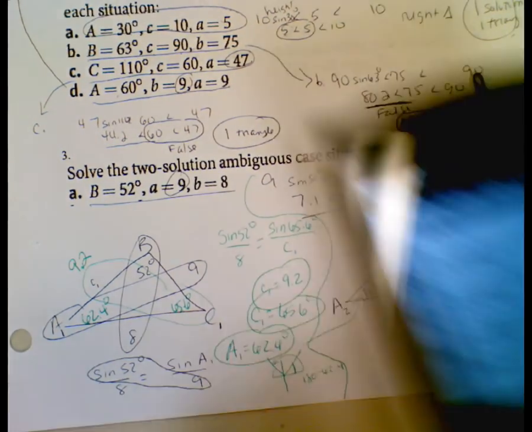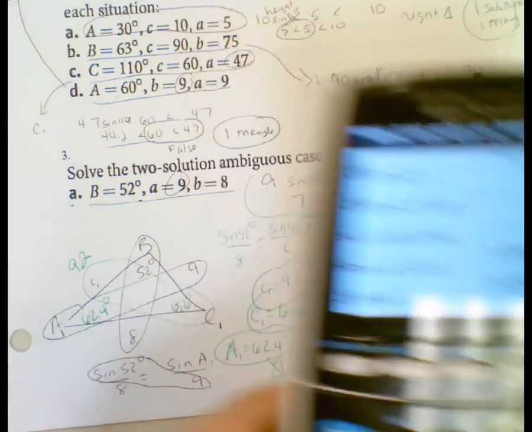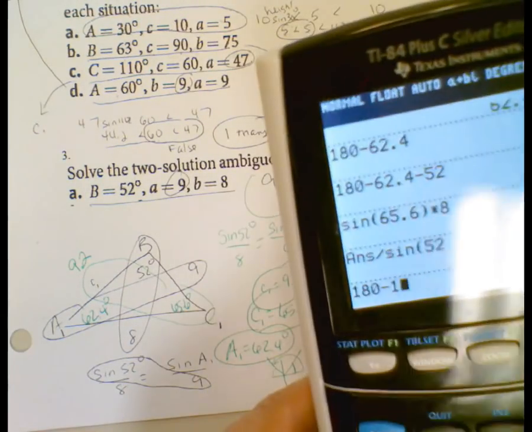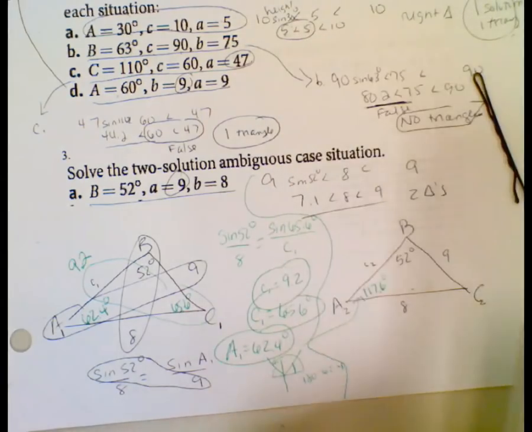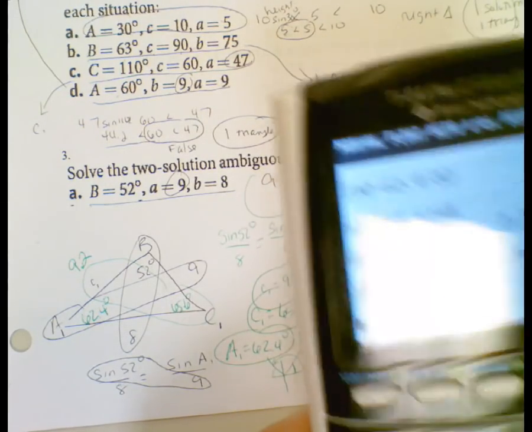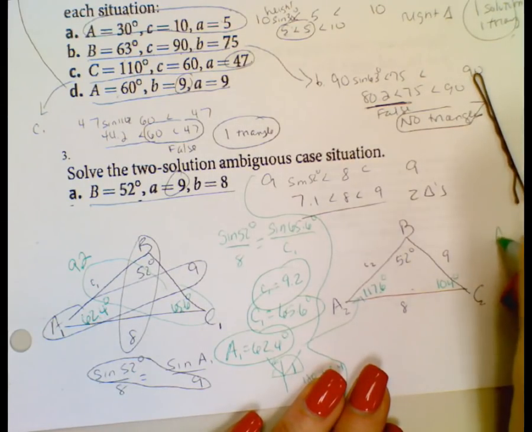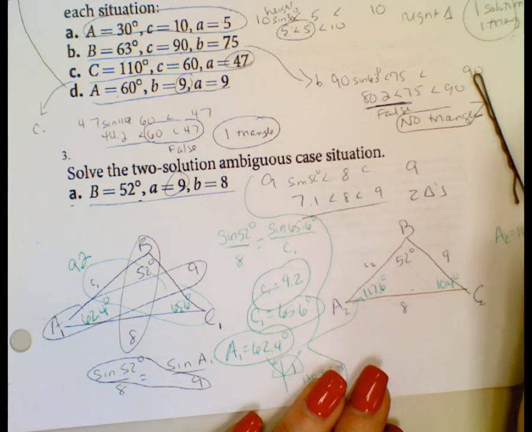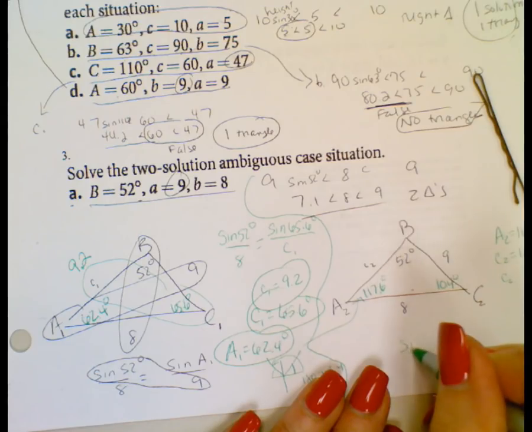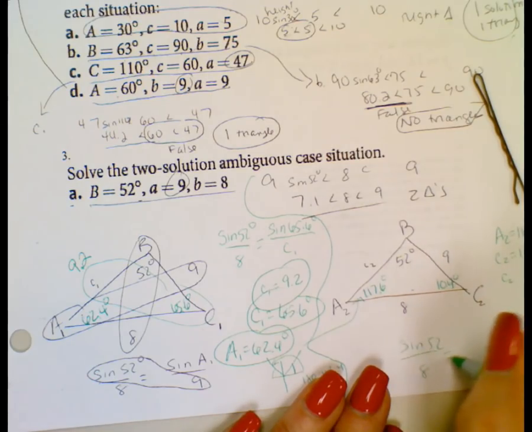Over here, we're going to take 180, this should be a small angle, minus our obtuse angle, 117.6, minus 52. Very small angle, 10.4. So A2 is 117.6, C2 is 10.4, and now we're going to solve for side C2. So we're going to go sine of 52 over 8 equals sine of 10.4 over C2.